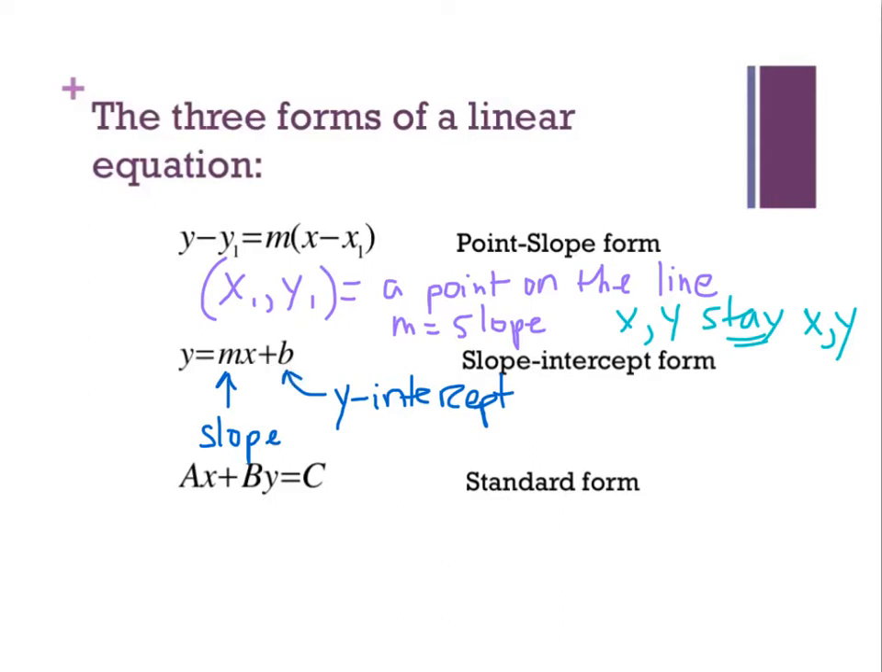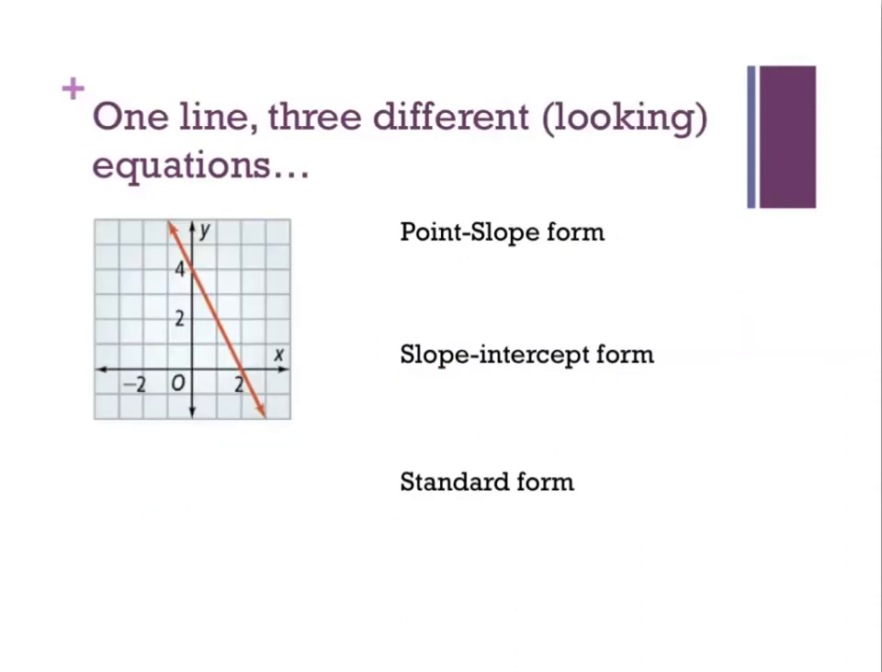And finally, standard form. Standard form is kind of the weirdo of the 3. In standard form, A, B, and C are all 3 integers. All 3 of them are integers. And you get A and B, if you notice here, they're on the same side of the equation. So all 3 of these are forms of a linear equation, and you can take one line and write each of these different forms. They may look different, but they still represent the same line. Okay, so one line, 3 different looking equations.